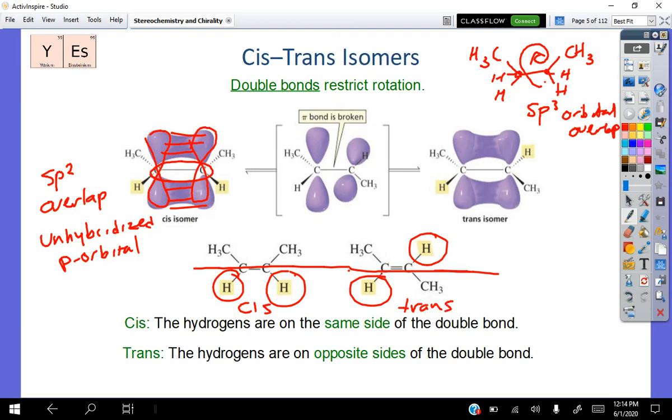Now, the key with cis and trans is that you can only have cis and trans molecules when there are two substituents. When there's more than two substituents, we're going to use a different naming system or a different categorization system. We'll talk about that briefly.